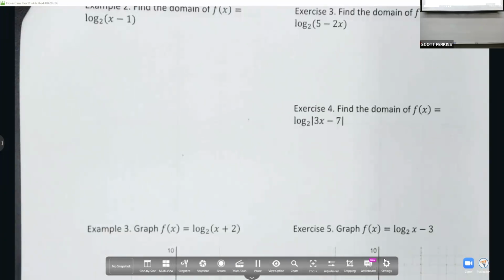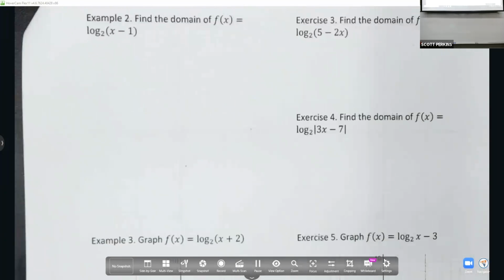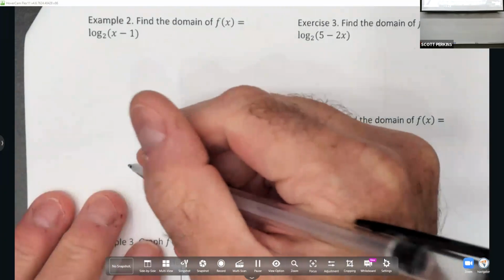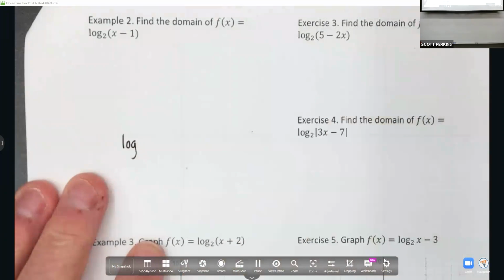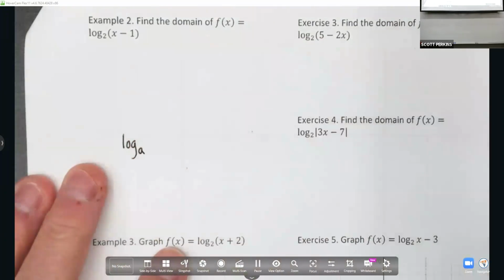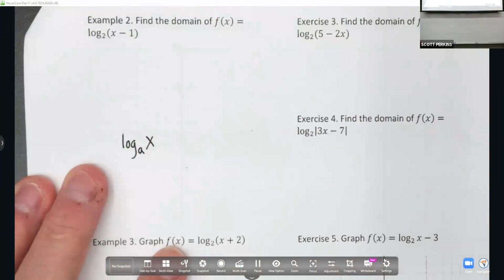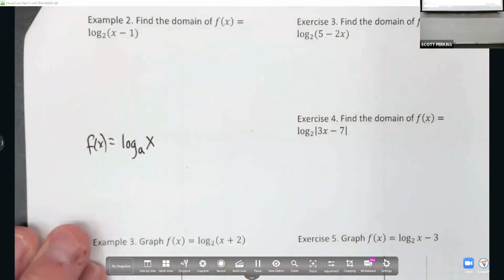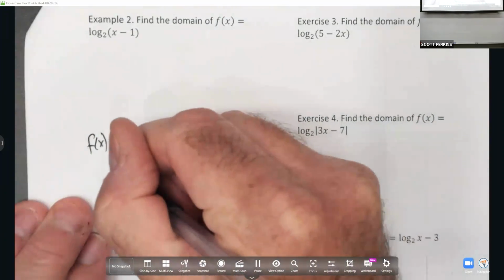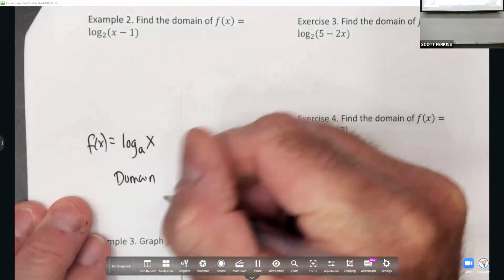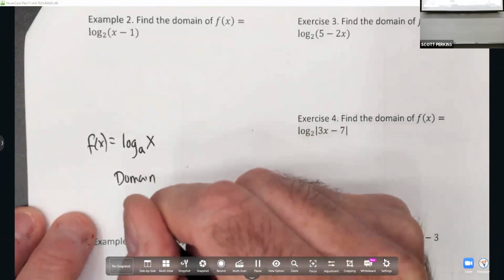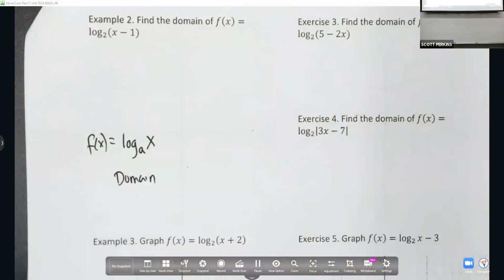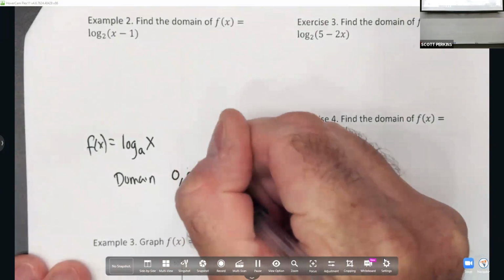Before I do my example 2, I'm just going to carry over something we had on the previous page. If I have log base, it doesn't matter, all the examples I gave you are base 2, but I'm just going to say any base, the log base a of x. Well, from the graphs, we've seen that the domain, my x values have to be bigger than what? Not bigger than 1, 0. Yes. So the domain is my x values are bigger than 0.